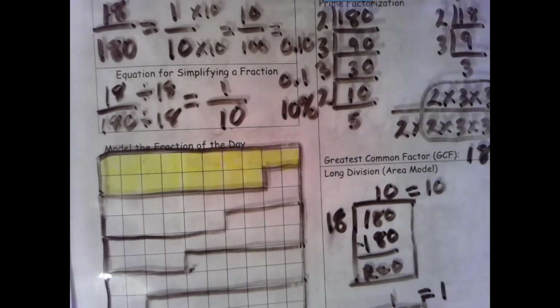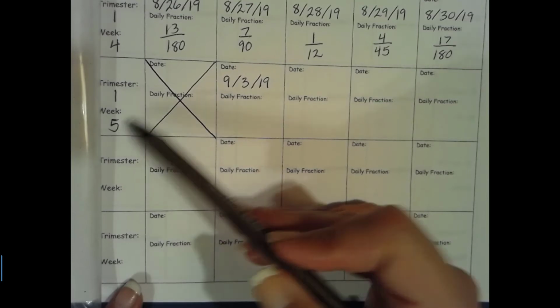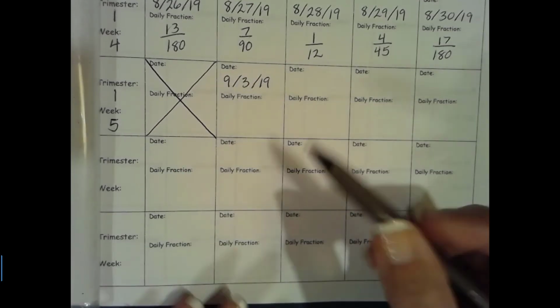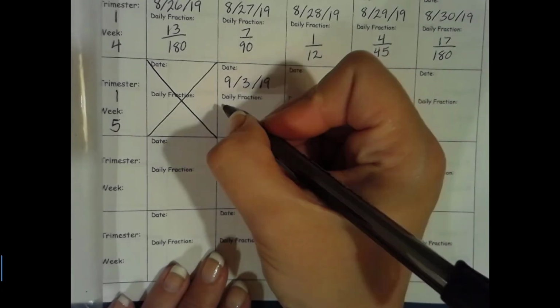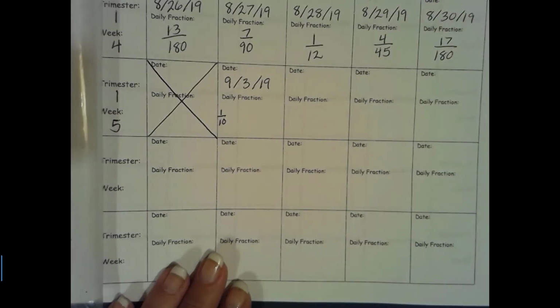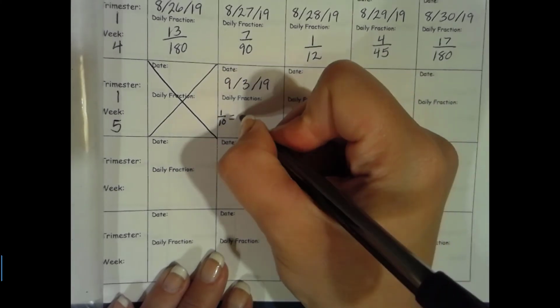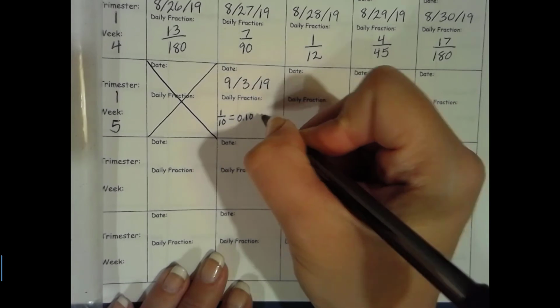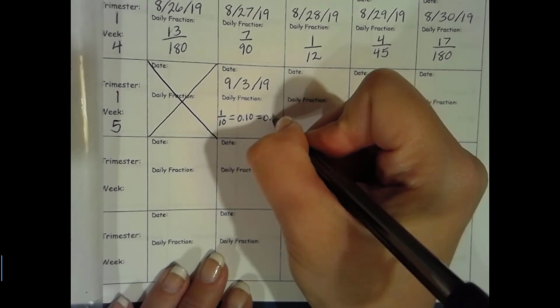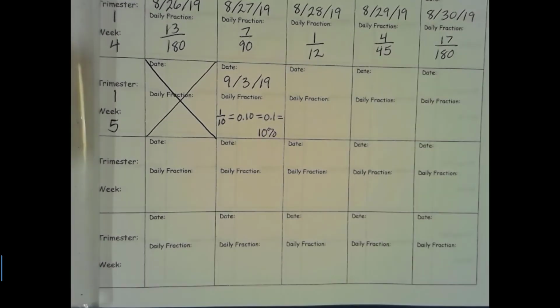All right, let's go ahead and fill in our data collection page. All right, I hope you had a good day off yesterday. Trimester 1, week 5. Today is 9/3/19. We have a few things to fill in here, so try to write kind of small. Our fraction for today is 1/10, which is the same as 10 hundredths, which is the same as 1/10, which is the same as 10% of the school year. So we have completed 10% of the school year, and we have 90% to go.